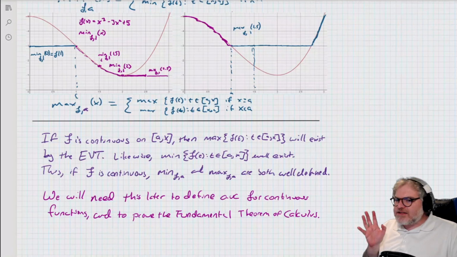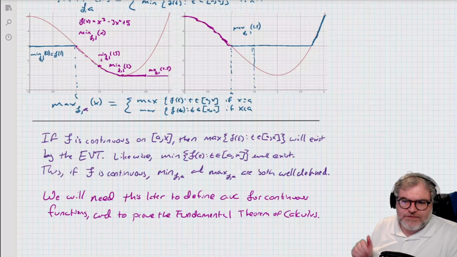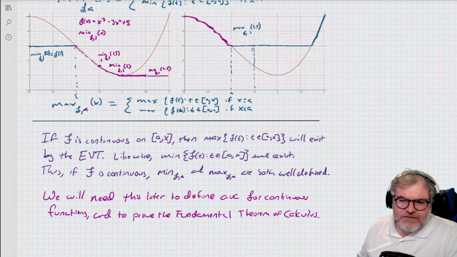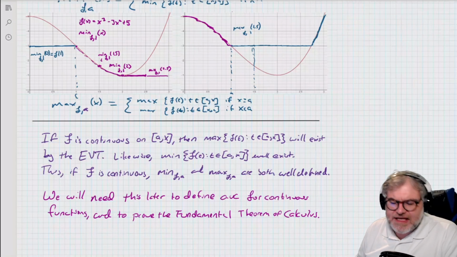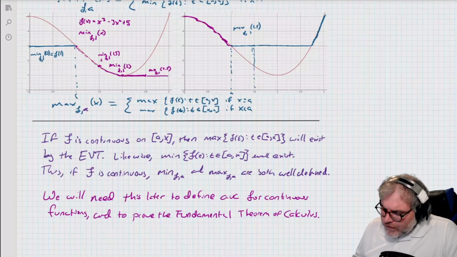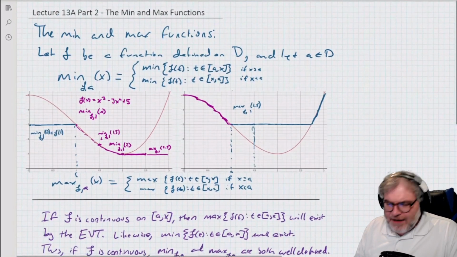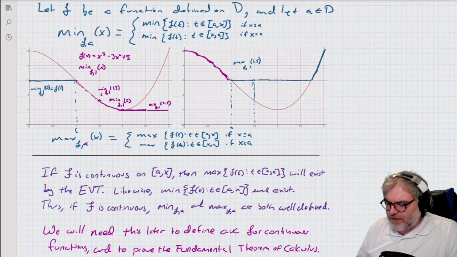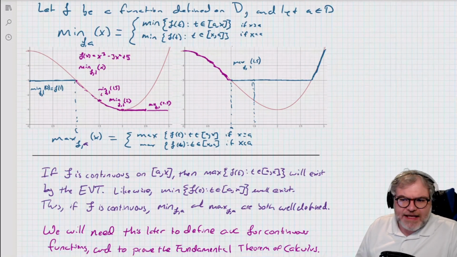We're going to need these functions to define AUC for continuous functions, and then we're going to use it later to prove the fundamental theorem of calculus. So it's a small bit, and it's kind of a leftover from Module 3, but think about these functions and play with them a little bit, because we're going to need them later.